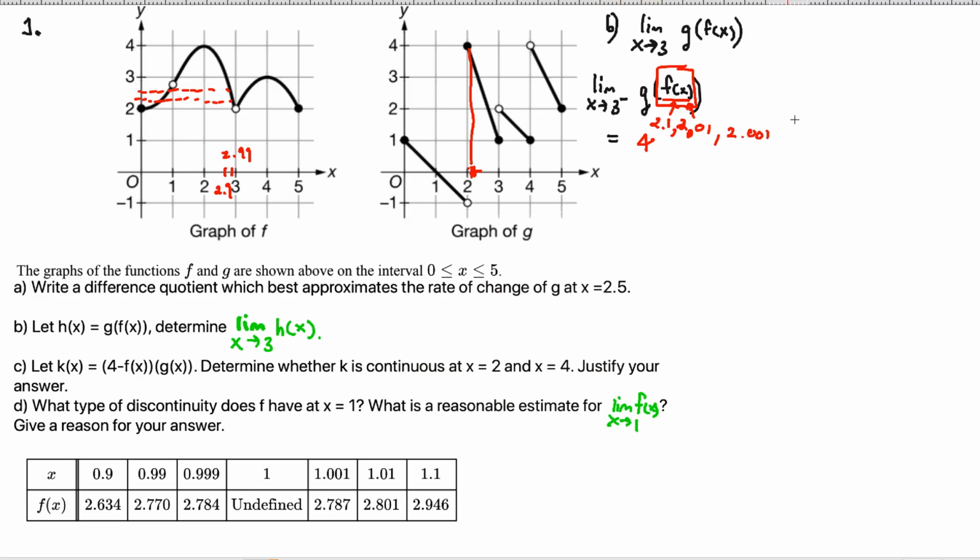Then I want to evaluate the other side limit. So limit as x goes to 3 from the right of g of f of x.